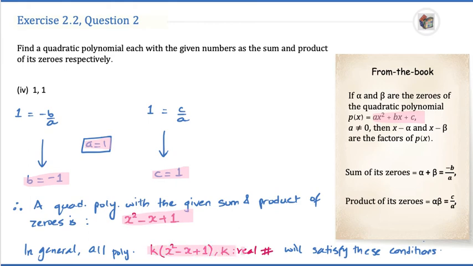In general, all multiples of this, for whatever real number you take, will satisfy these conditions. Make sure here that the real number you're taking, this k, is not 0 itself, because if k becomes 0, the entire polynomial will become 0. It won't be quadratic. So it has to be a real number, yes, but non-zero.